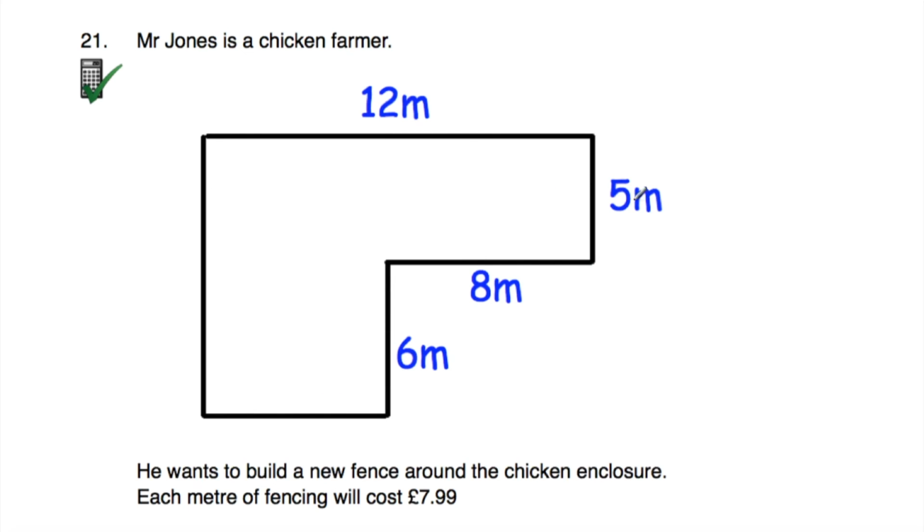Actually, let's work them out. We've got 5 and 6, so this vertical line is 5, this vertical line is 6. 5 plus 6 is 11, so that means this distance would be 11 meters. And if the whole width of the chicken enclosure is 12 meters, and that's equal to 8 meters, 12 take away 8 is 4, so this must be 4 meters here.